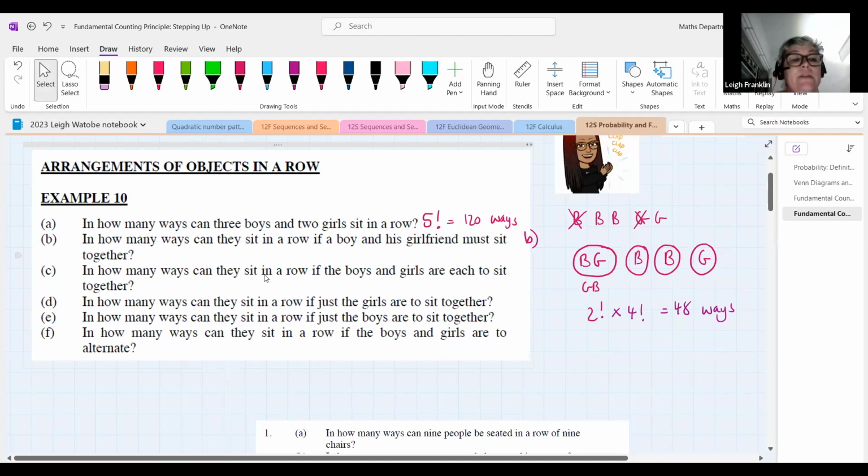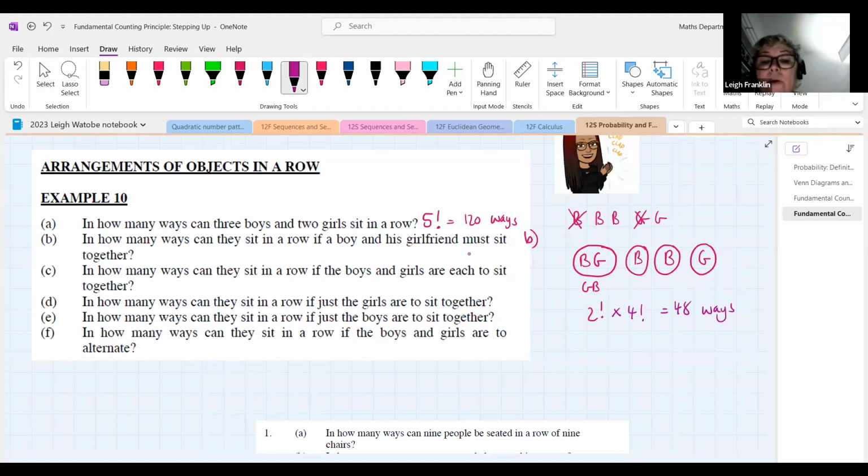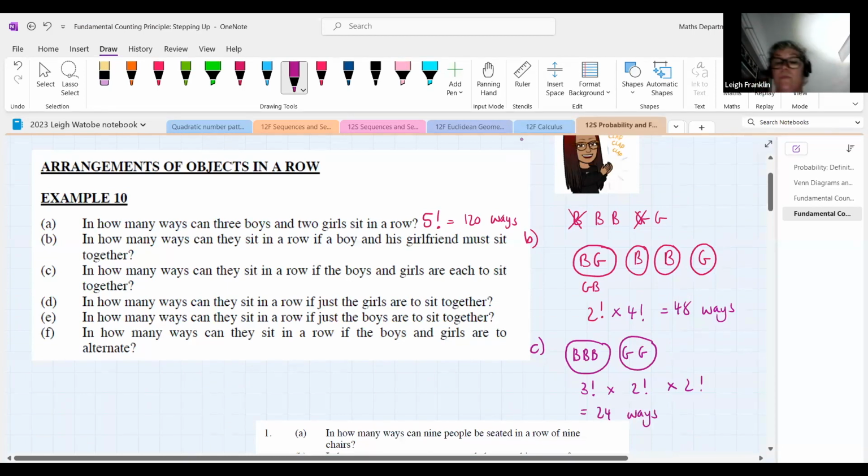All right, so in question C, they say, in how many ways can they sit in a row if the boys and the girls have to sit with each other? So now what they're implying in question C is that the 3 boys need to sit together as a group, and the 2 girls need to sit together as a group. There are 3 factorial ways that the boys can be arranged with each other. There are 2 factorial ways the girls can be arranged with each other. And then there are 2 factorial ways that the groups can be arranged with each other. So it's going to be 3 factorial by 2 factorial by 2 factorial. Okay, which is 24 ways.